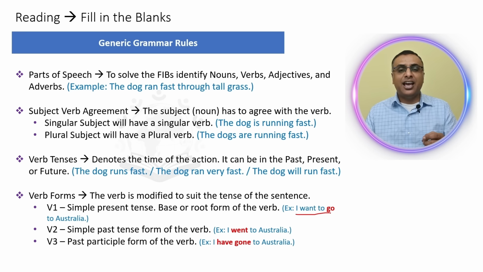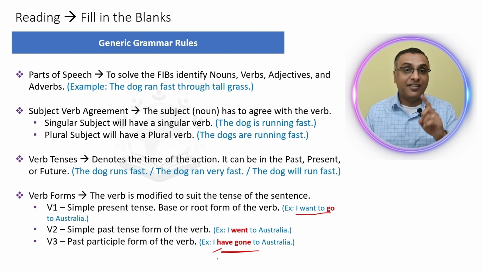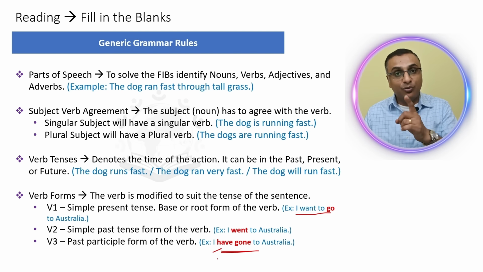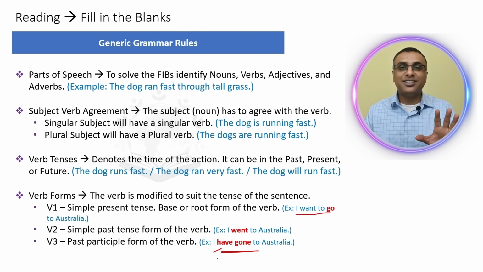But if I say, I have went to Australia, it is absolutely incorrect. In the V3 form, you will always have an auxiliary verb or a helping verb. Here, the helping verb is nothing but have. Have is the helping word for the verb gone. I have gone to Australia. This is what is all about V1, V2, and V3 for the verb forms.